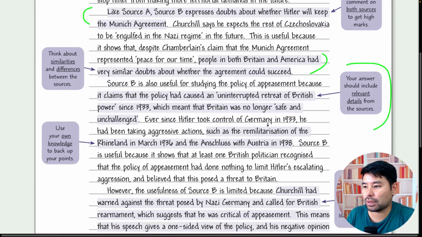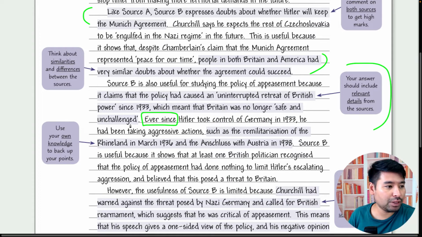Moving on. No longer safe, and unchallenged. Okay, unchallenged. And ever since Hitler took control of Germany in 1933, and ever since, this is a very, very good phrase. So this is homework for you guys. What is that, ever since? When we use that, okay? Make a description for me. When we use it and why we use it.